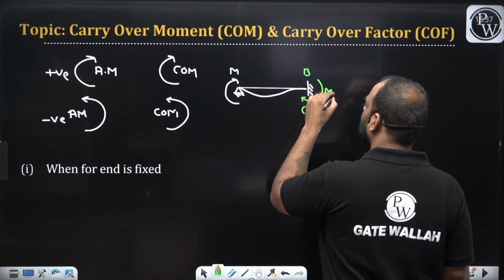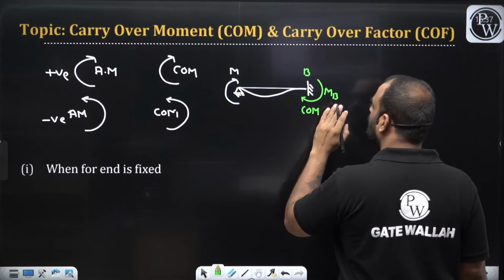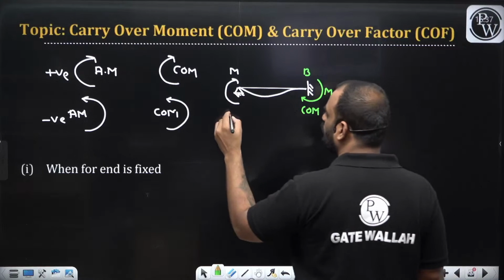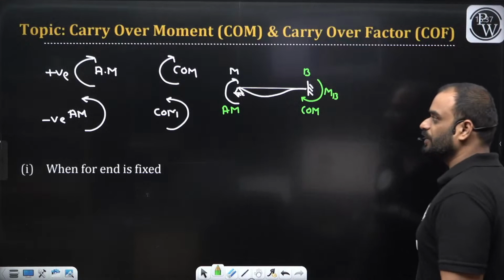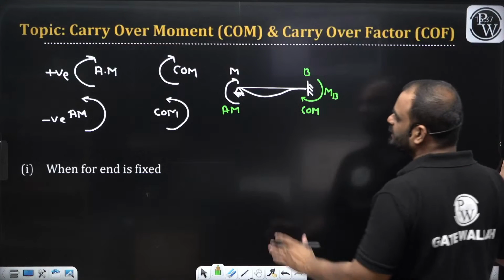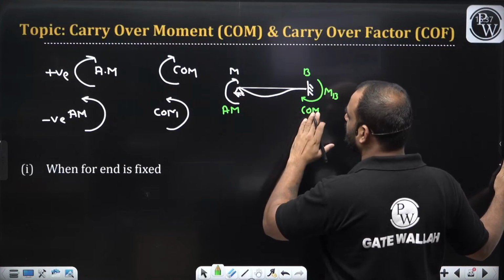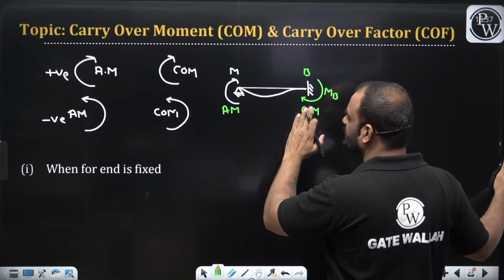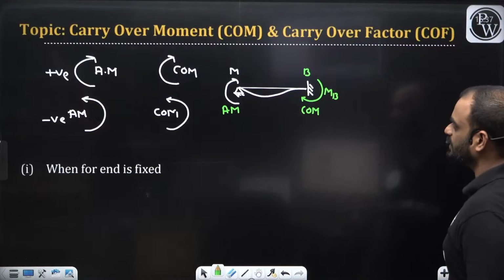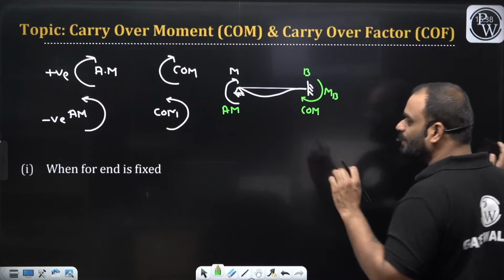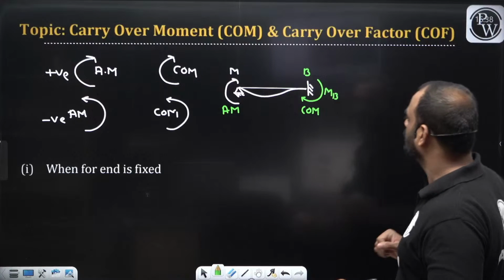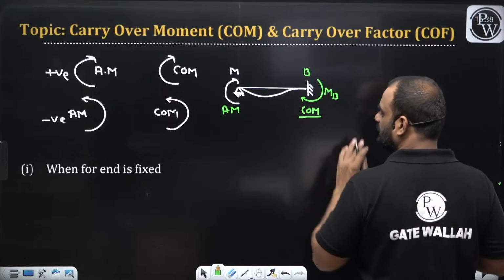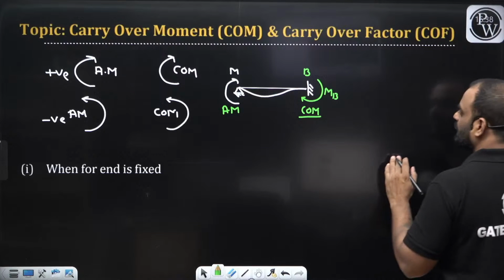Let us write MB, and this is the moment which is developed at the far end. So whatever carryover moment you have, that should be developed at the far end. Please remember this point. So guys, you can see here, if it is clockwise, then this is also clockwise. If it is anti-clockwise, this one is also anti-clockwise. So whatever end moment is developed at the far end is known as carryover moment.